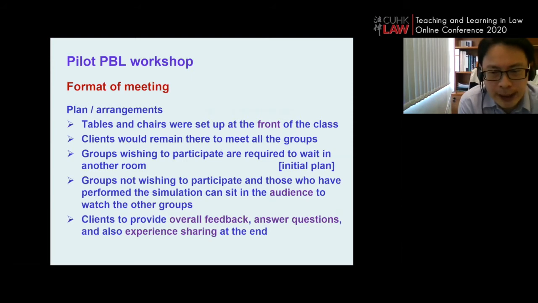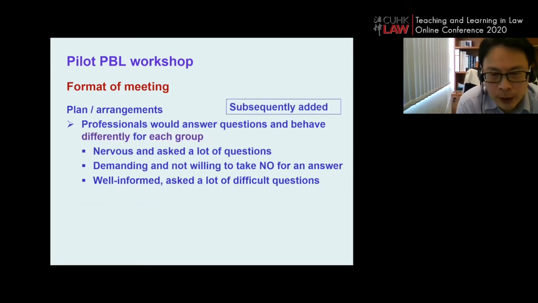The tables and chairs are at the front of the classroom. The clients would meet each group one at a time. The initial plan was that those who were about to meet the client would wait in another room, and then the audience can watch. And at the end, the client will give overall feedback, answer questions, and share experience. Unfortunately, just like this morning, things do not go as planned. So it ended up we only had one room, everyone sat in the same location. So we made some changes.